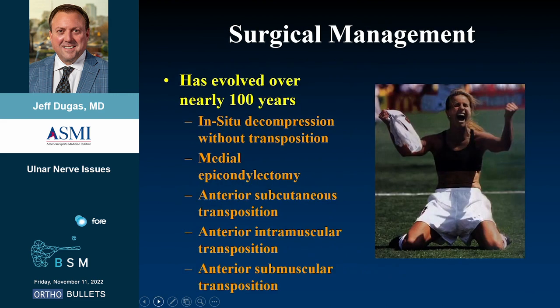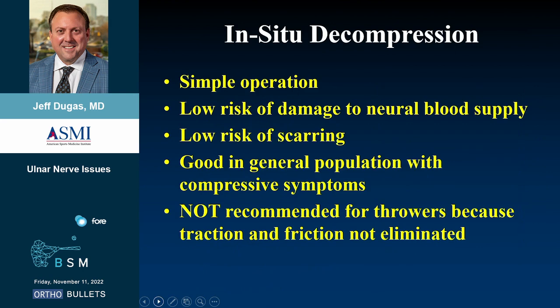Surgical management has definitely evolved over nearly 100 years, and there are a bunch of different procedures that have been described, all with decent success at dealing with ulnar nerve problems. But I think in this world, we have to really think about it in terms of the thrower. In-situ decompression is a simple operation with a low risk of damaging the blood supply. It's low risk of scarring. You're not doing a big operation.